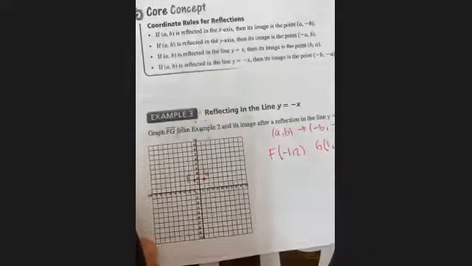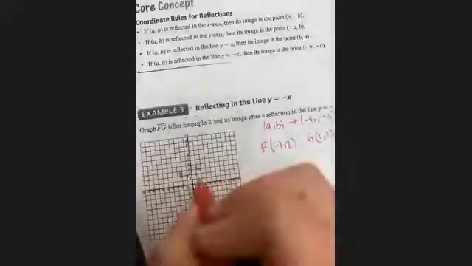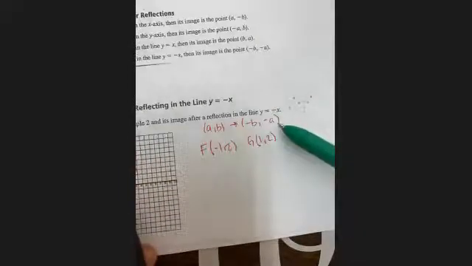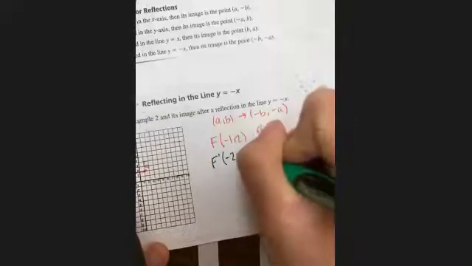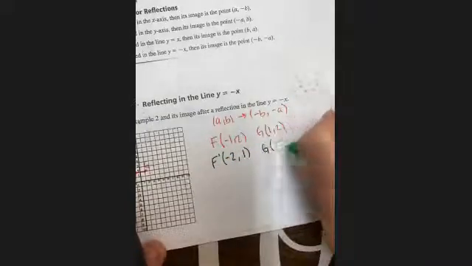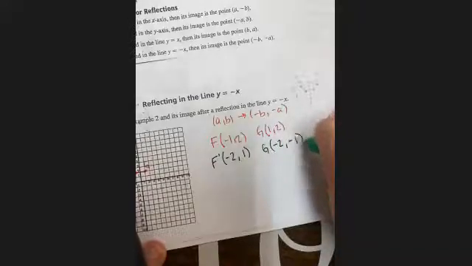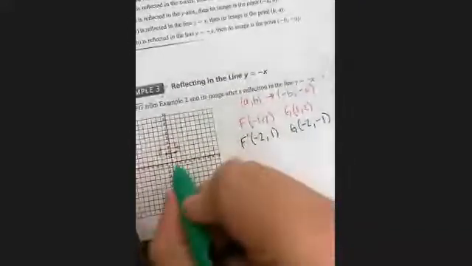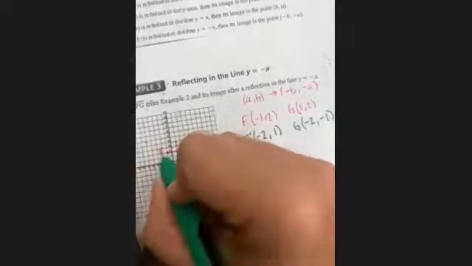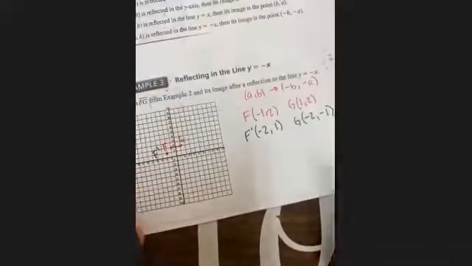Oops, I didn't connect it to make a segment. Now I'm going to apply this rule to those points. I'm going to flip the order and change the sign. So that means F prime is going to become -2, 1, and G prime is going to become -2, -1. So -2, positive 1 is F prime, and G prime is at -2, -1.